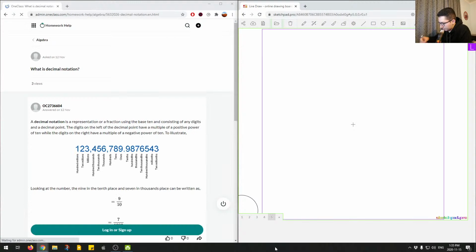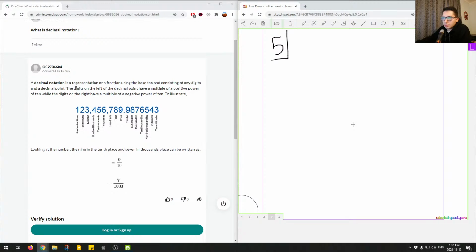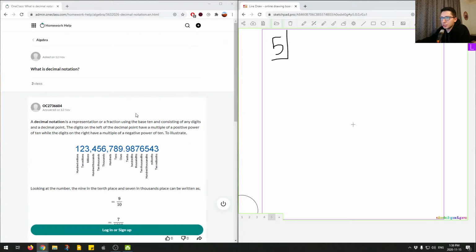Okay, so question number 5. Alright, so here we're asked, what is decimal notation? Alright, so a decimal notation is a representation of a fraction using the base 10 and consisting of any digits and a decimal point. The digits on the left of the decimal point have a multiple of a positive power of 10, while the digits on the right have a multiple of negative power of 10, to illustrate. So this is kind of like a word explanation. Oftentimes it's hard to understand what this even means, but we'll go through this.